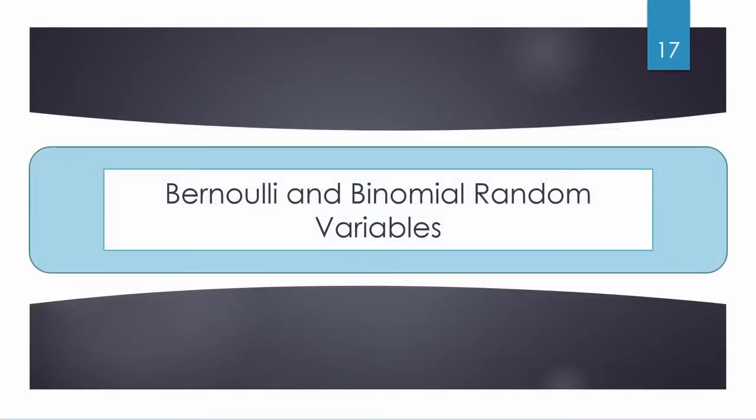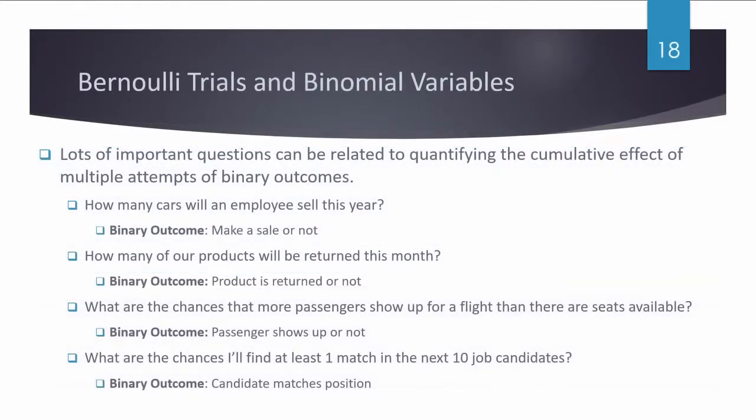Now we're going to jump to our Bernoulli and binomial random variables here. Now, our Bernoulli trials and binomial random variables are going to be very closely related. So let me give you an example of the types of questions we might try and answer with these so you can see when the set of assumptions required are going to be met.